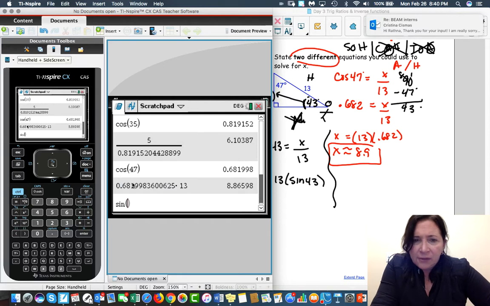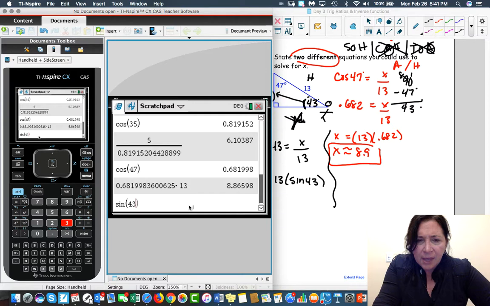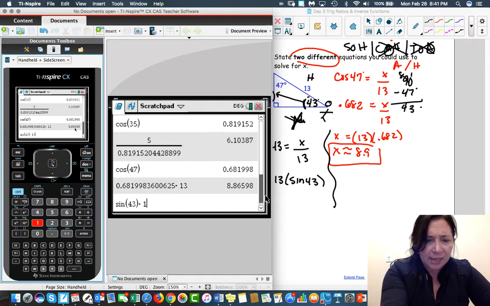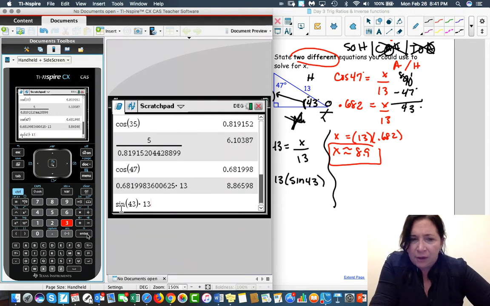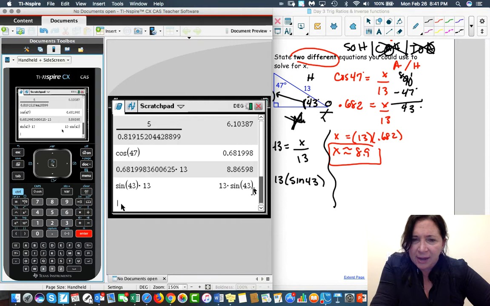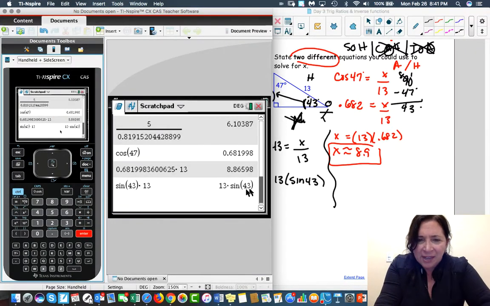So I'm going to click on sine and I get sine of 43. I can actually just type this all in one time and say that times 13. But because I'm not using a decimal here, I need to approximate my answer. Let me show you what I would get if I didn't approximate. If I just hit enter, I get the same thing.